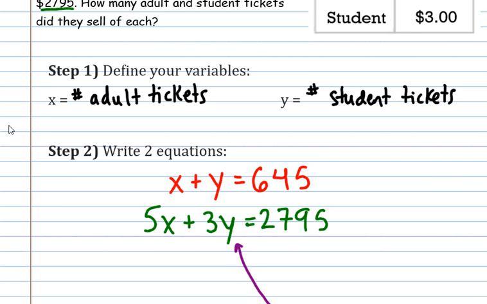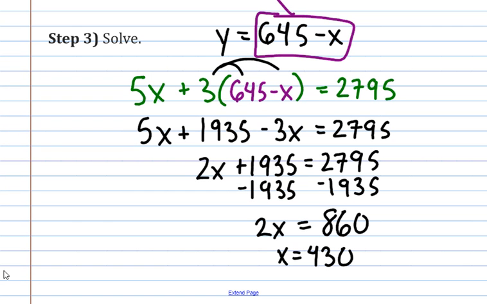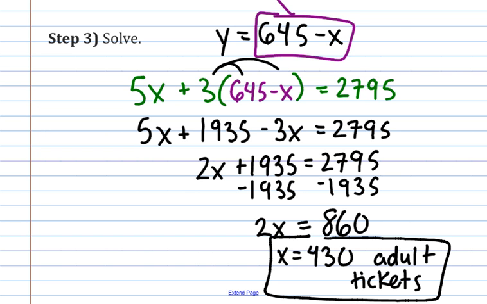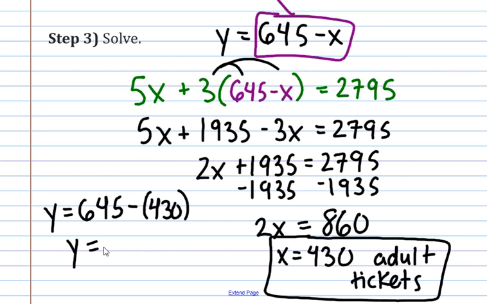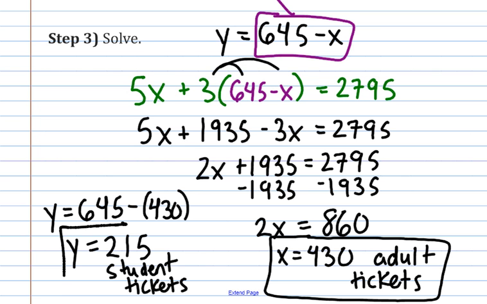So they sold 430. X was adult, so adult tickets. And then to get y, I can use the fact that I already solved for y right before doing the substitution step. Y was equal to 645 minus x, but x is 430. So y then has to be, what is that, 215? And that would be student tickets. Maybe a lot of them already had a pass because it looks like they sold more adults.